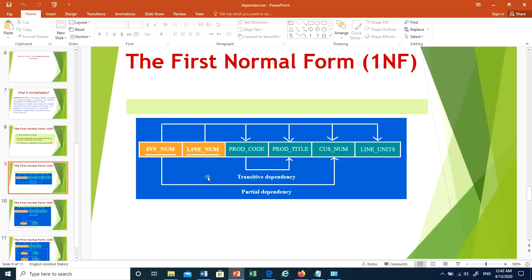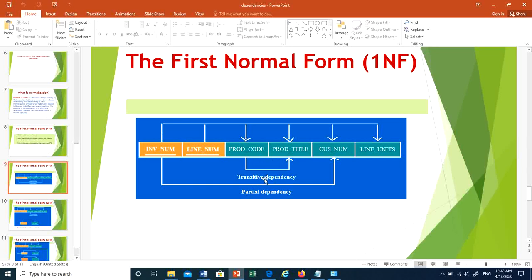which is normal. If I don't see anything here like that, I will say this is in the third normal form. But since I have partial dependency and I have transitive dependency, this diagram is in the first normal form. So we have partial dependency because invoice number can determine customer number, and if I know the invoice number, I can know the customer number. So this is redundancy. Why? Because customer number can be determined by both of them or by only one of them. So this is a kind of redundancy.